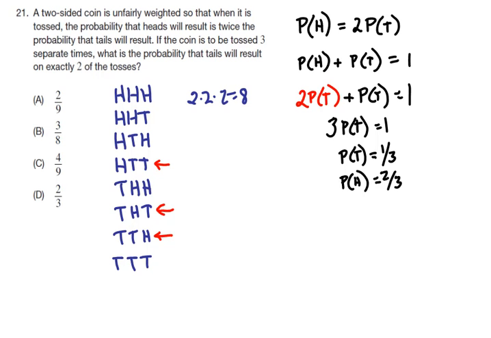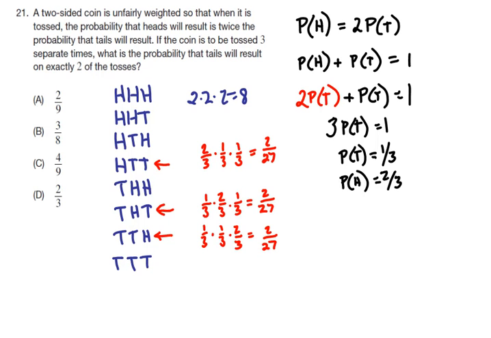And in each of those cases you have a heads times a tails, and the heads is 2/3 and the 2 tails are 1/3 each. You can see that even though there are 3 different arrangements of those numbers, multiplication is commutative, and each of those comes out to be exactly the same value. They all come out to be 2/27.